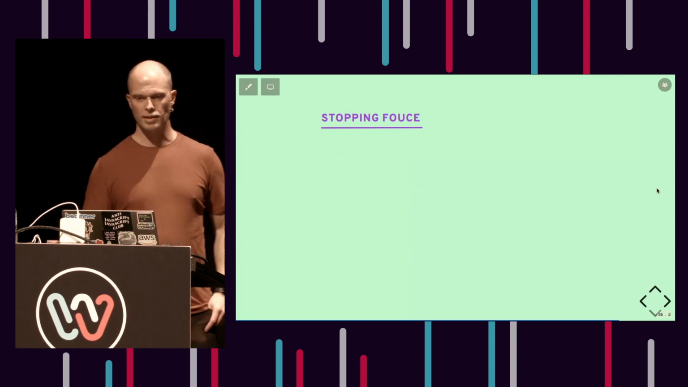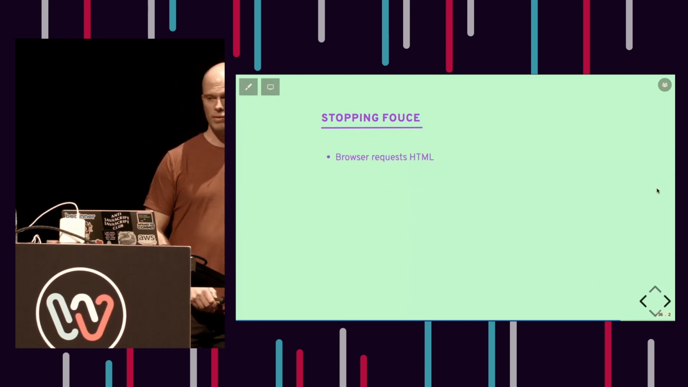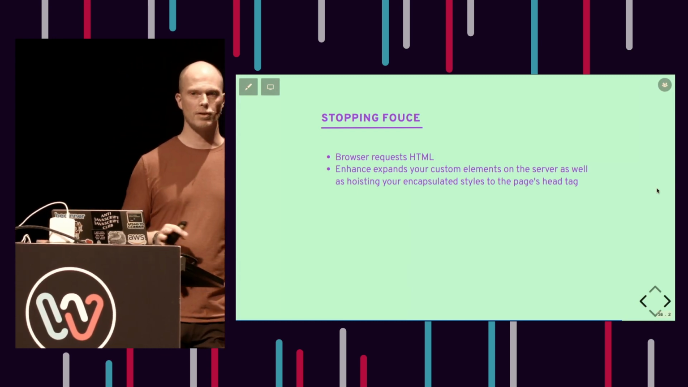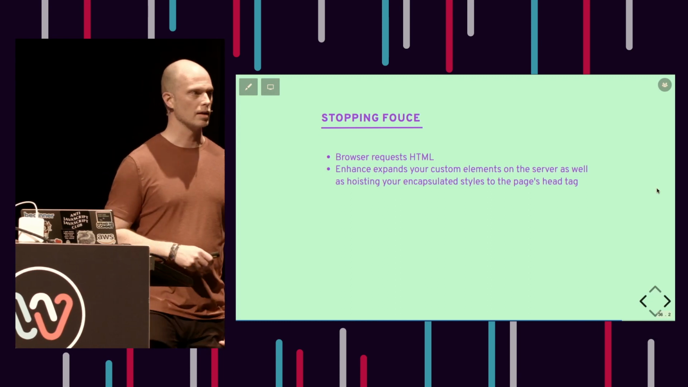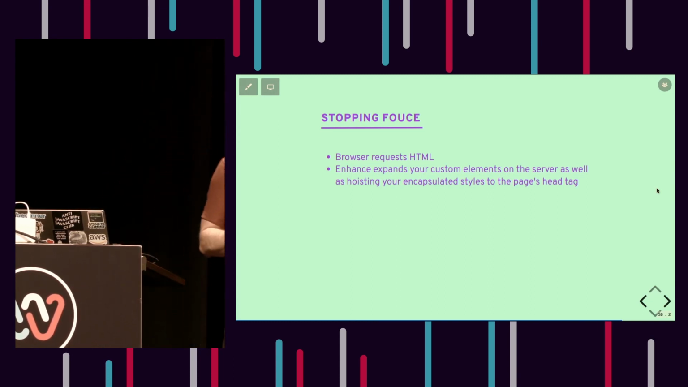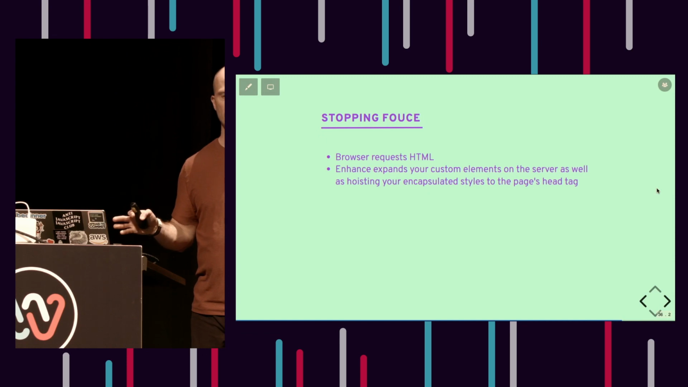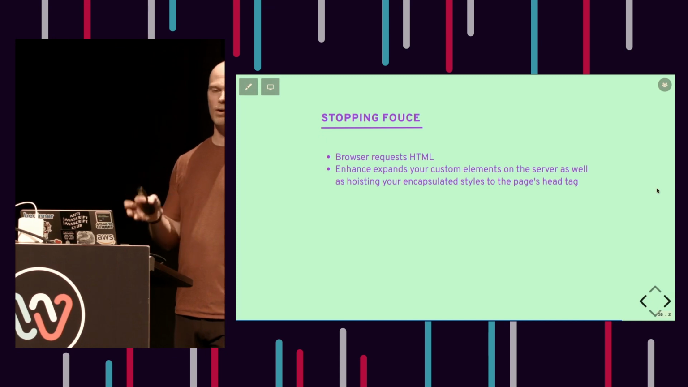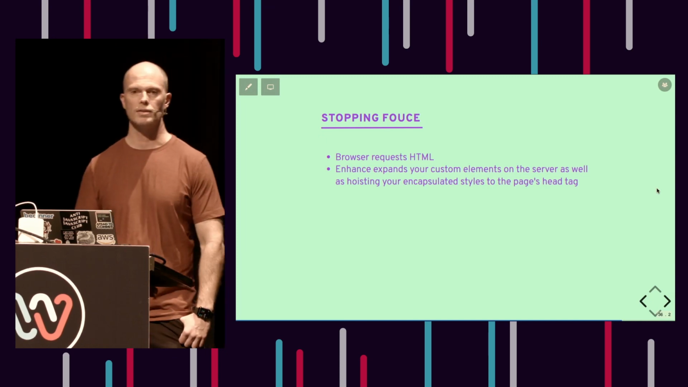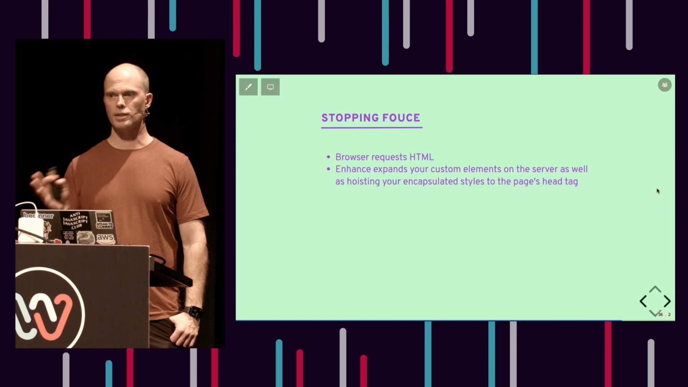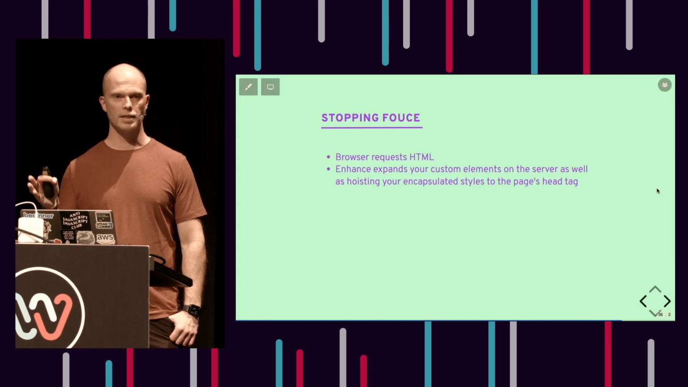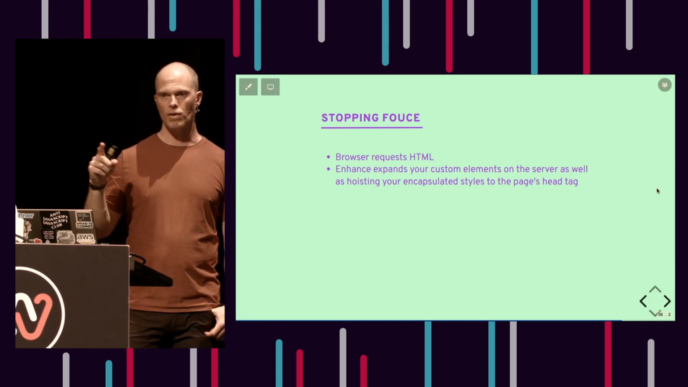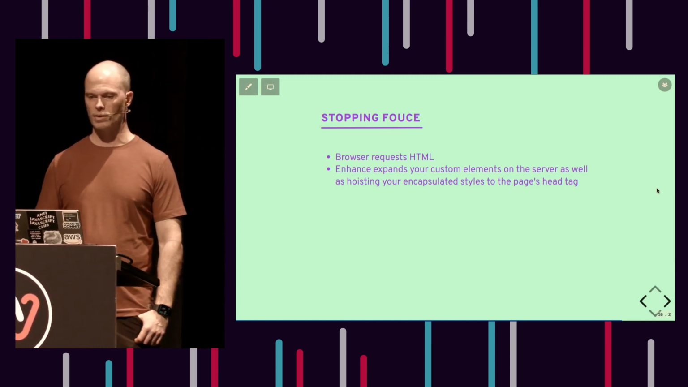So for stopping the flash of unstyled custom element, the browser requests the HTML, Enhance expands the custom element on the server, as well as hoisting any of your encapsulated styles into the head. That's another thing that we do on the server side. So all of those styles that are in your render method, using the way that you would specify styles, using :host or ::slotted or any of the other pseudo selectors in the shadow DOM, we'll actually properly scope them by changing those values into the tag name and then hoisting them up in the head. That way, those styles are already available before your HTML even gets loaded.